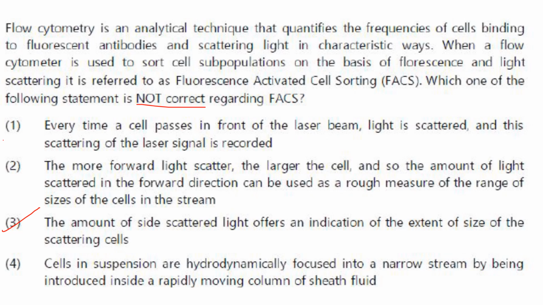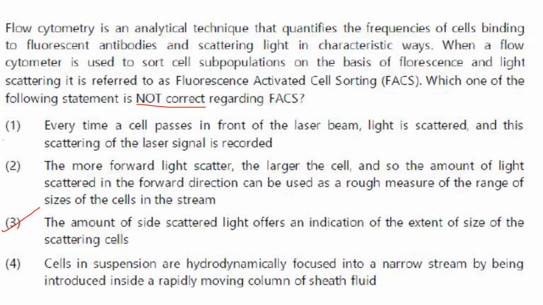First one. Every time a cell passes in front of the laser beam, light is scattered and this scattering of the laser signal is recorded. That is correct. The more forward light scatter. Now before that, there are 3 types of scattering, that is side scatter, forward scatter, and backward scatter. So forward scatter is what they have given in option 2.